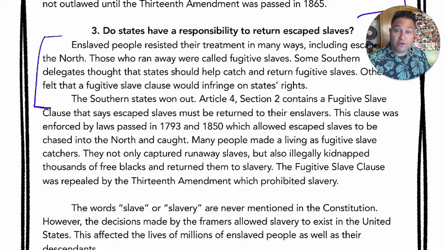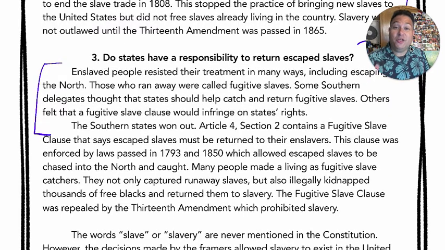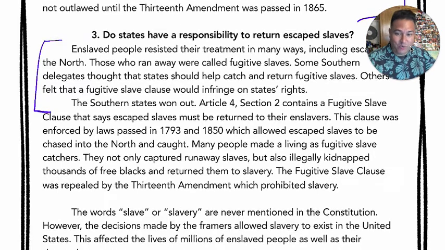Enslaved people resisted their treatment in many ways, including escaping to the north. Those who ran away were called fugitive slaves. Some Southern delegates thought that slaves should help catch and return fugitive slaves. Others felt that a fugitive slave clause would infringe on states' rights. The Southern states won out. So, in this case, was it even a compromise? It wasn't even a compromise, right? It was just the South won. The South got what they wanted.